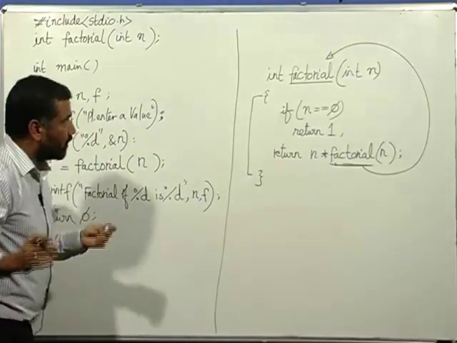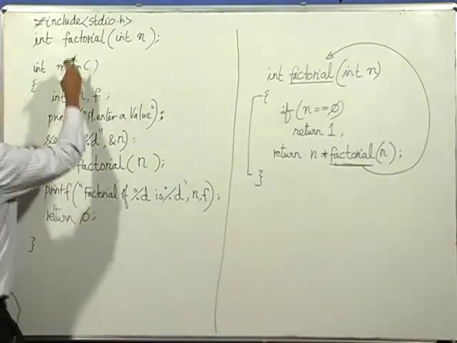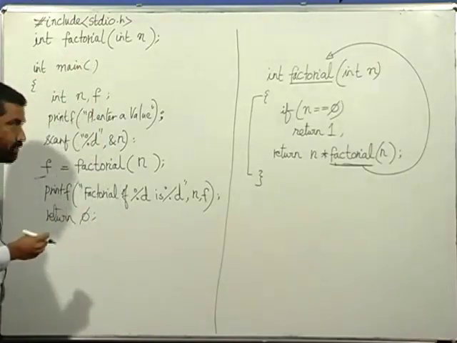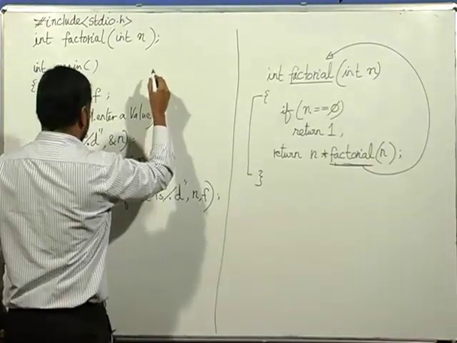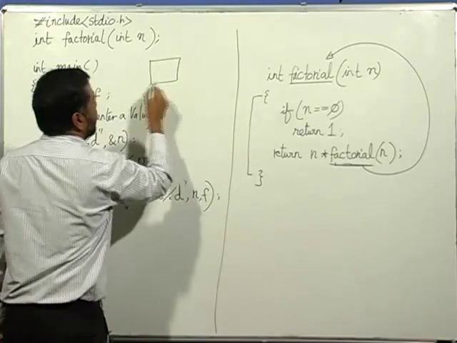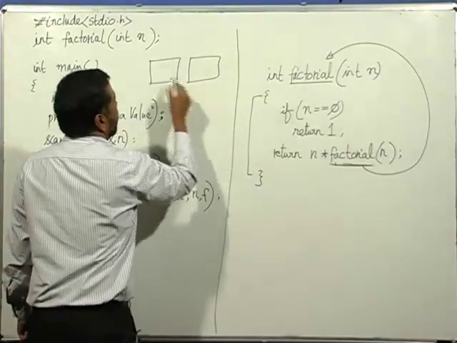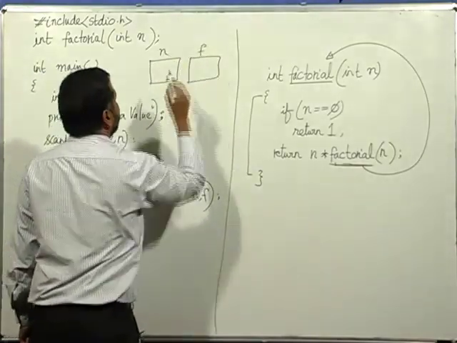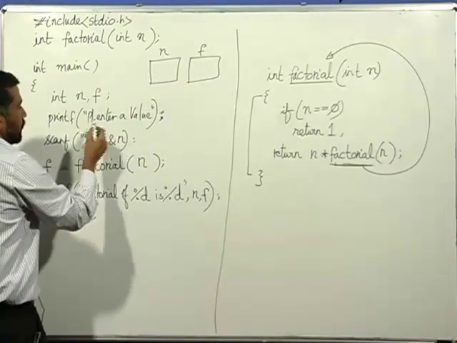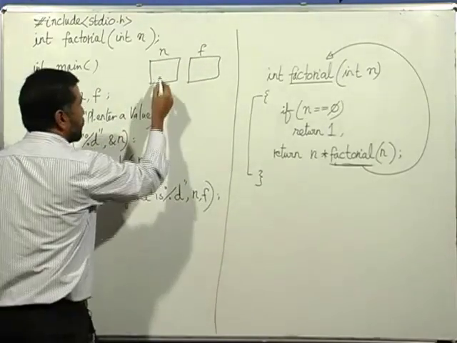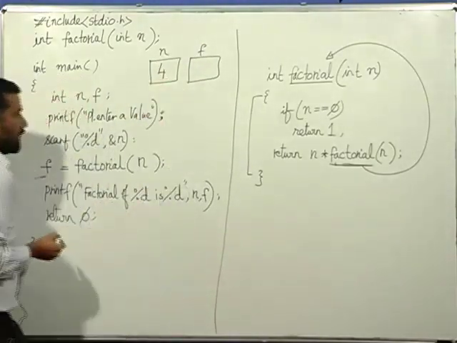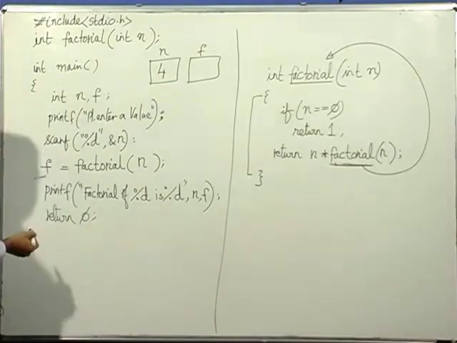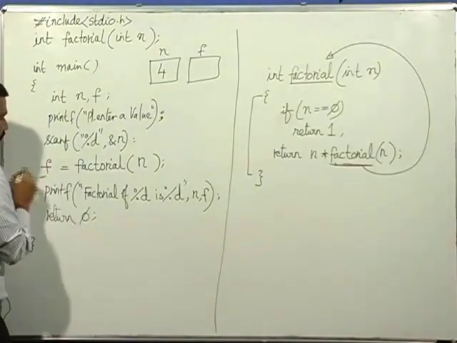Now, as we already know, execution begins with the main function. There are two variables declared here, n and f. You ask for a value, it is provided, and it is put inside. Let us say the value is 4, and it comes to this line here.